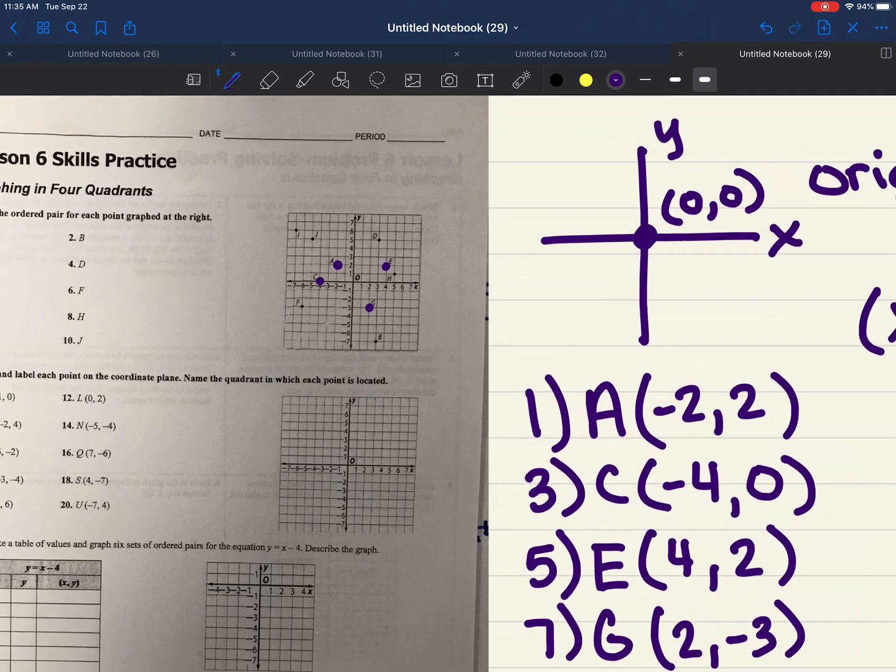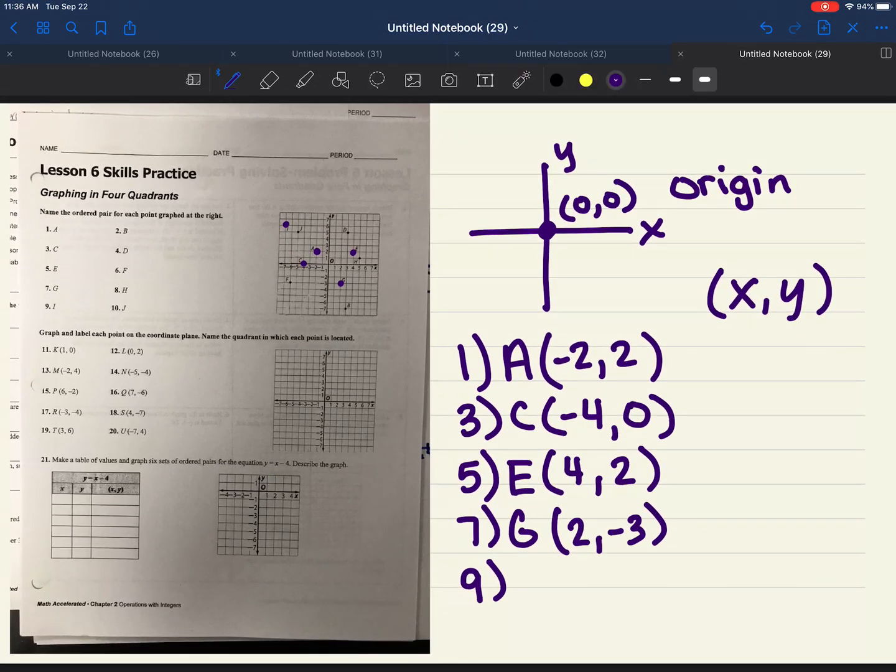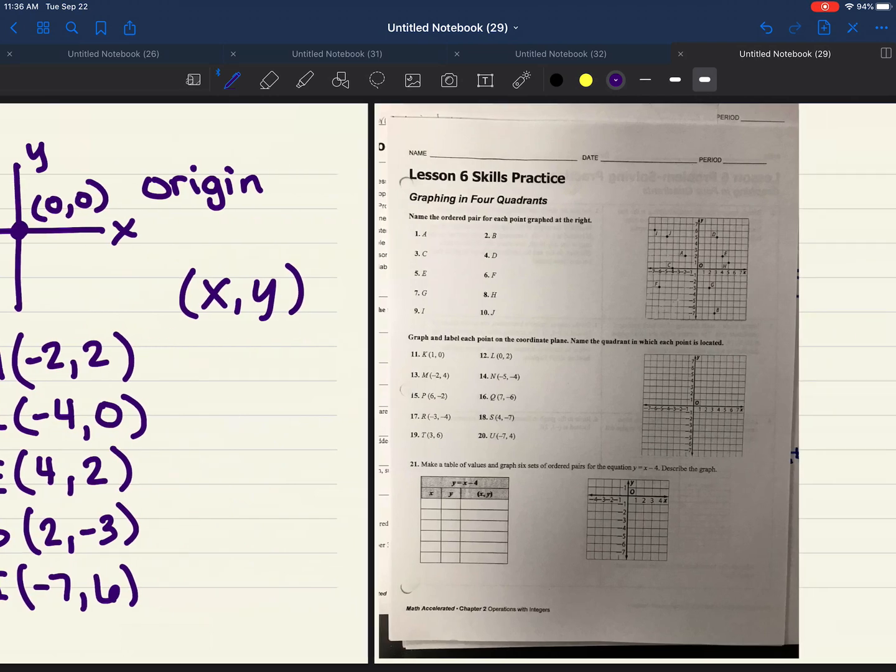Okay, and then last one here is going to be point I. Jace, what about point I? -7, 6. Okay, how did you get to that point? Left to -7, up to +6. Very good. Okay, does anyone have questions on any of those? No. Does everybody feel okay about graphing those things? Yeah.